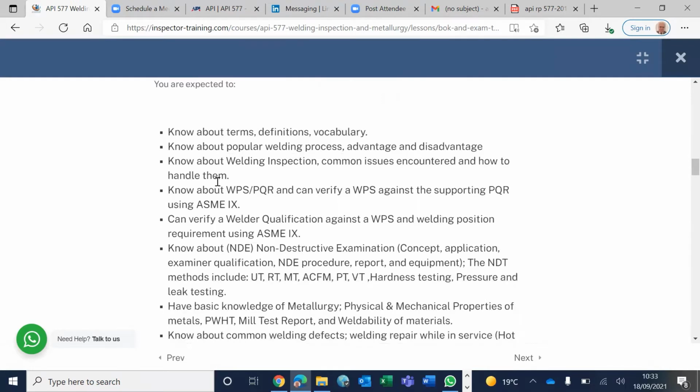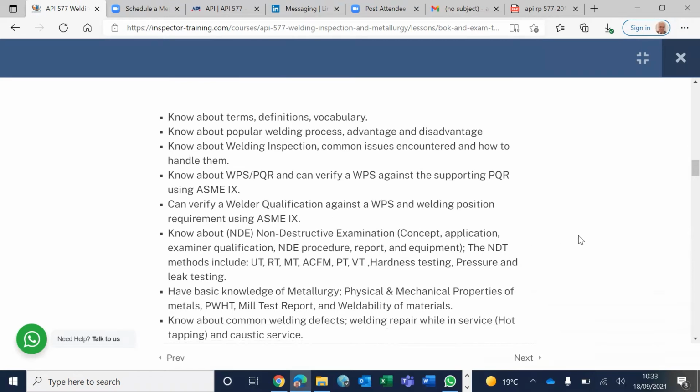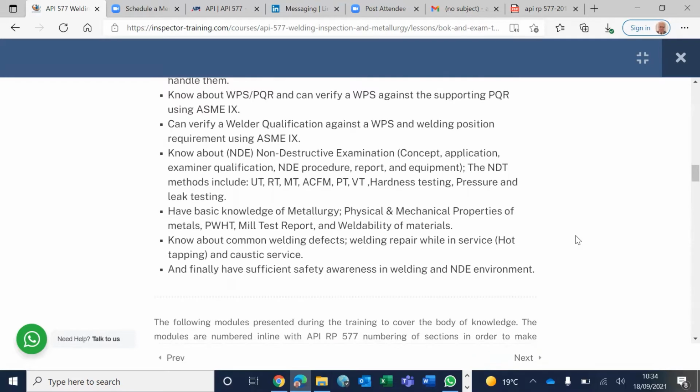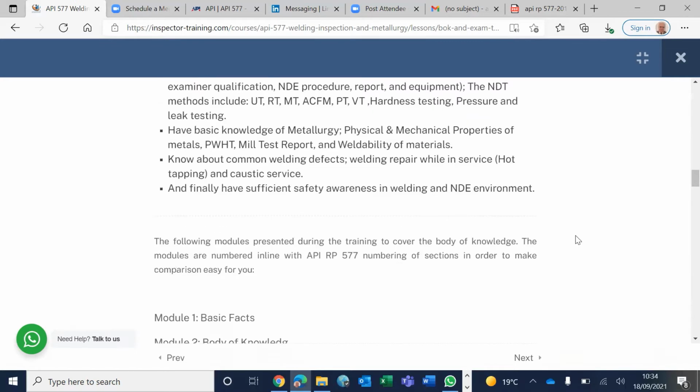What you should know about terms, definition, vocabulary, welding process, advantage, disadvantage, welding inspection, common issues encountered, how to handle them. You should know about WPS, PQR. This would be a single process and would be very basic questions, okay? And supporting PQR. Welder qualification, non-destructive examination. You should know about the concept, application in the procedure report, equipment, essential, non-essential parameters, basic knowledge of metallurgy, physical, mechanical properties, post-weld, etc.